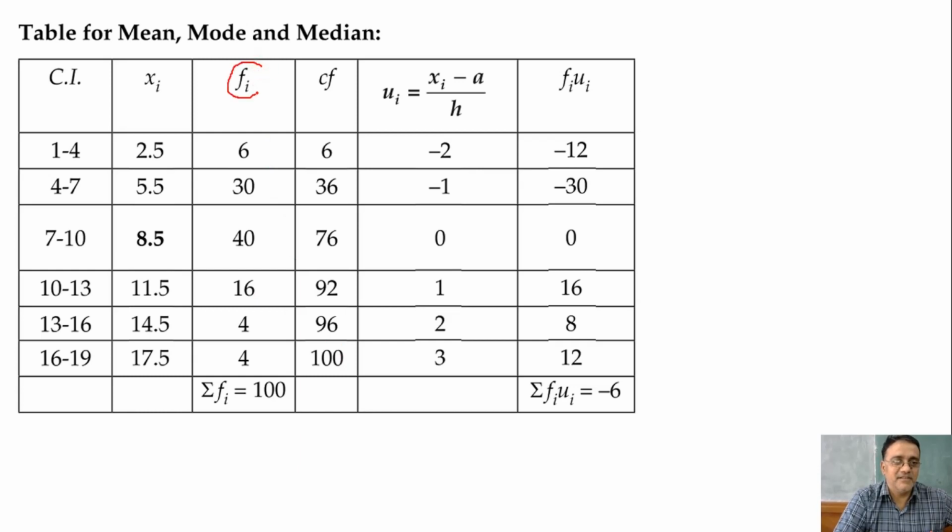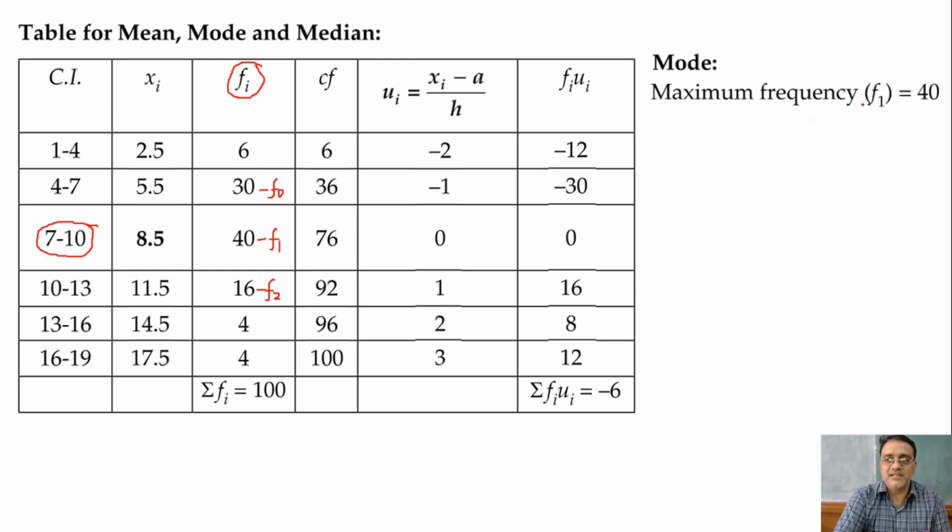ये कॉलम देखो, फ्रीक्वेंसी का कॉलम, which is the highest, 40. So this is F1 and this is the model class, okay, and this is the F0. F1 के बाद वाला F2, ओके। और क्लास साइज है इसका 3। मैक्सिमम फ्रीक्वेंसी is 40, so model class is 7 to 10.